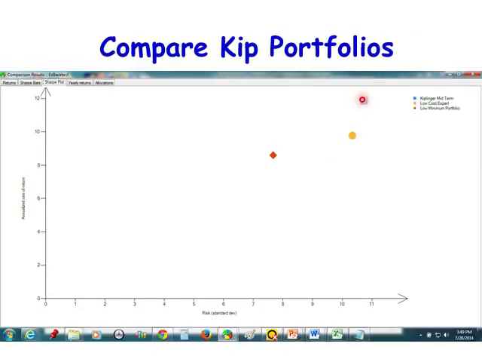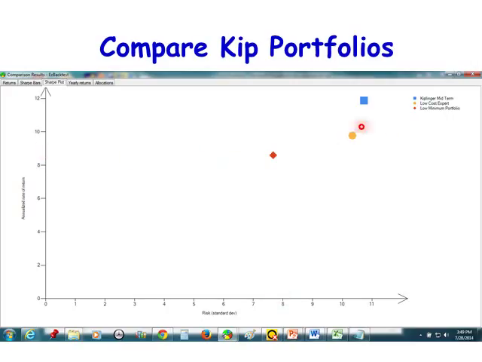So this is about the best portfolio we have, the Kiplinger midterm, considering the risk and the rewards. The return for the 10-year period is close to 12% here, and the risk, the standard deviation, is less than 11. This one has a low minimum, and considering that its risk is less than 8, it's not a bad portfolio either.